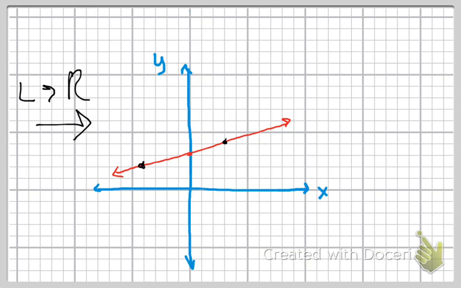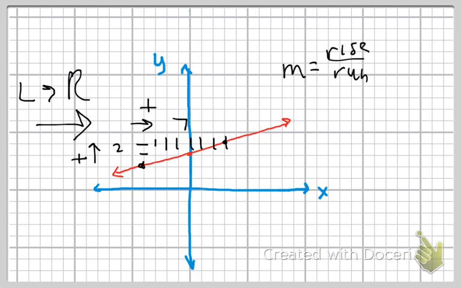Alright, so again we're going to use the slope formula, which is rise over run. I'm going to go up 1, 2, so I went up 2, then I'm going over 1, 2, 3, 4, 5, 6, 7. We went over 7. So I went up, which makes it a positive. I went to the right, which makes it a positive. So that's a positive 2 and a positive 7, which is 2 over 7. And this right here would be my slope for this case.